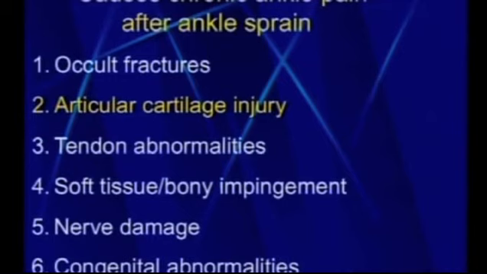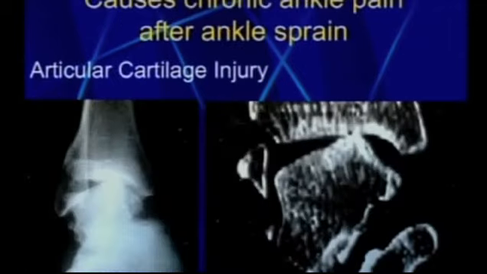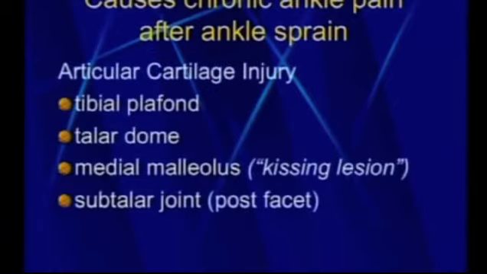What else can cause residual pain? Well, articular cartilage injury, and usually the patient will point to the level of their ankle. This is where my pain is, and it's usually on the medial side of the ankle as well. How or why does this happen? Well, this happens because of the tilt of the talus and the impaction of the talar dome. So you often get articular cartilage injuries at those areas.